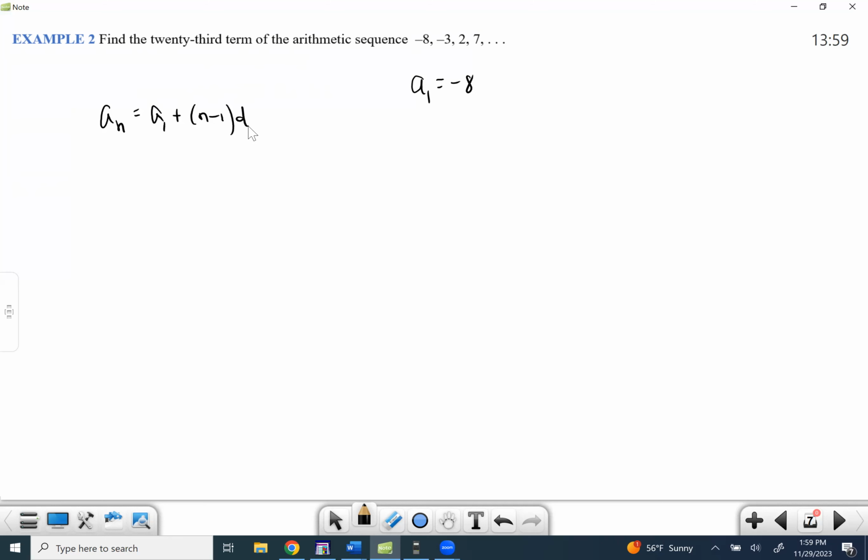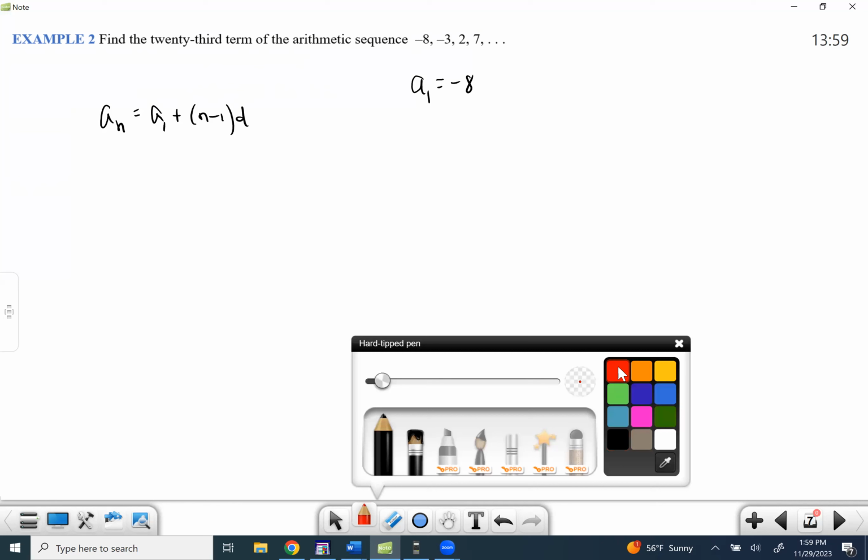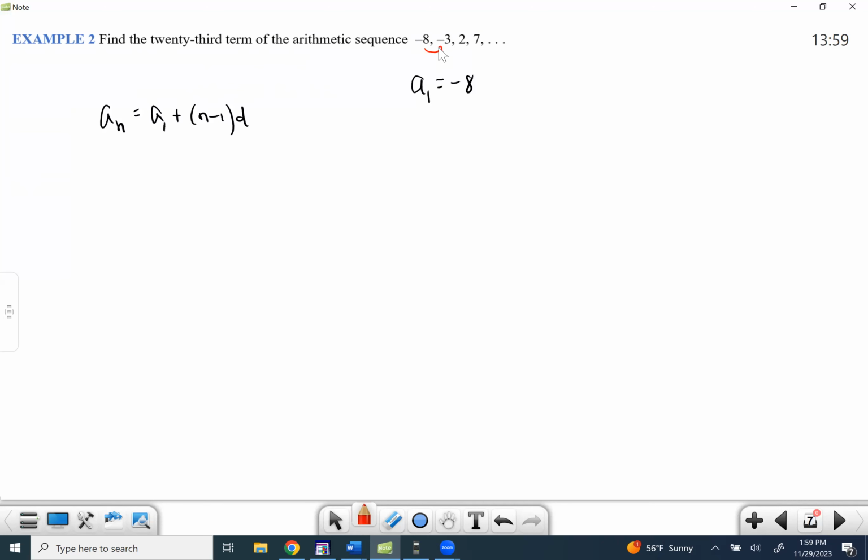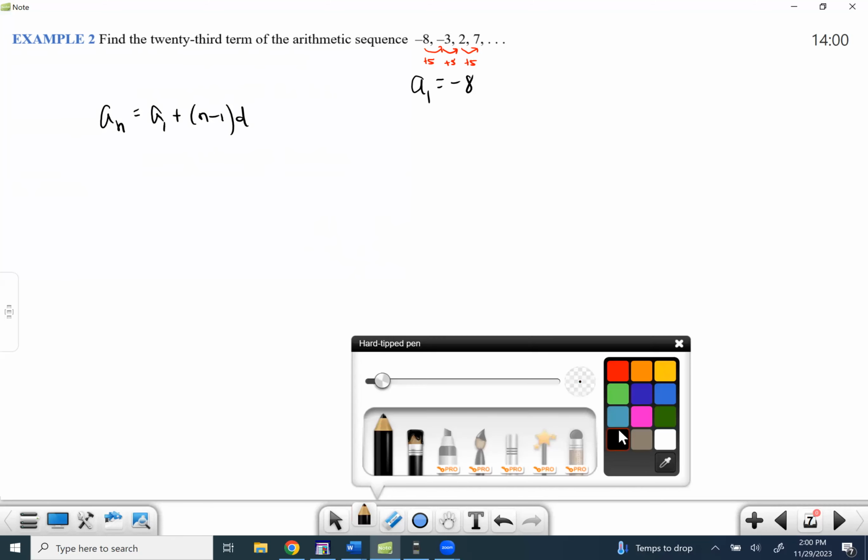All right, now we have to know the a sub 1, but we also have to know the common difference. So again, it might be hard to see from here to here what's going on, but from here to here, it looks like I'm adding 5. So now I can kind of think, does it look like I'm adding 5 here? Does it look like I'm adding 5 here? And it does. So our common difference is going to be 5.